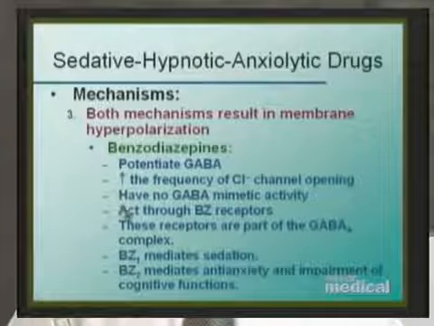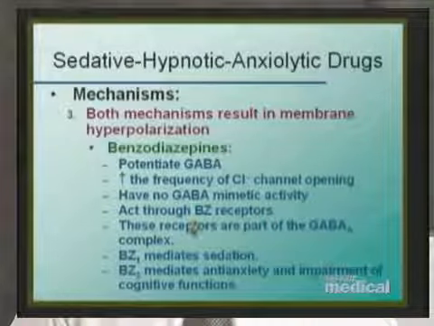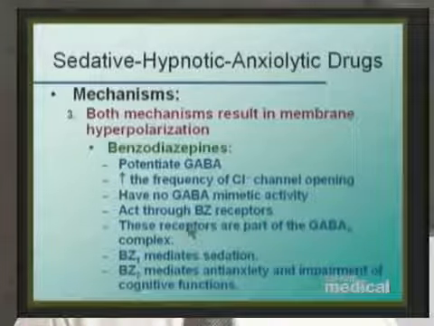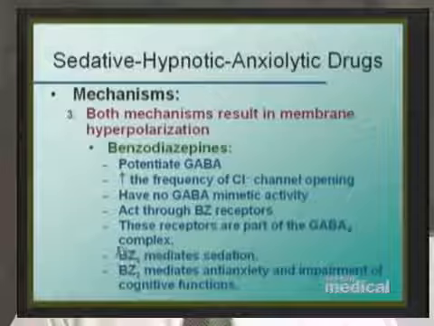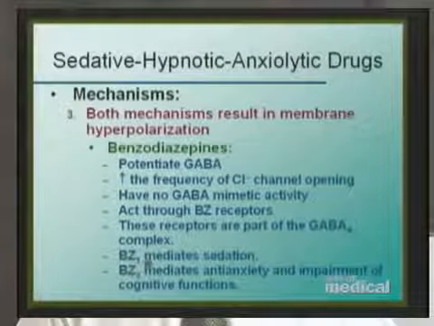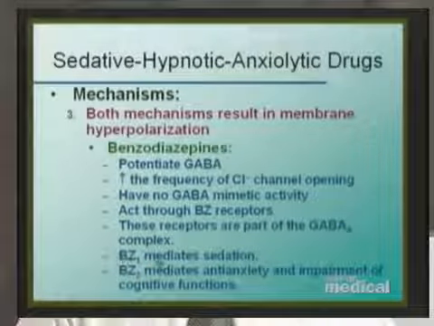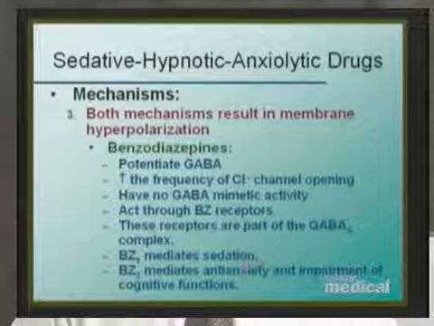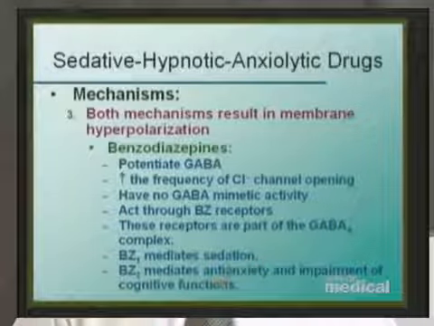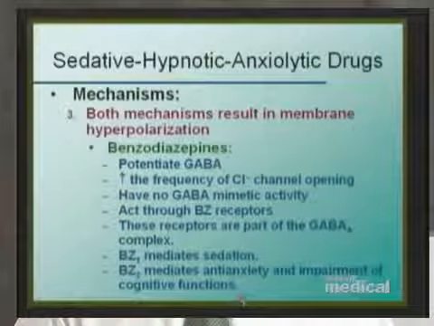Now, benzodiazepines are said to act through benzodiazepine receptors. Remember that these receptors are part of the GABA-A complex, and we can distinguish two subtypes of binding sites. They're referred to as BZ1 and BZ2. A BZ1 receptor mediates sedation. A BZ2 receptor mediates anti-anxiety and also impairment of cognitive functions.